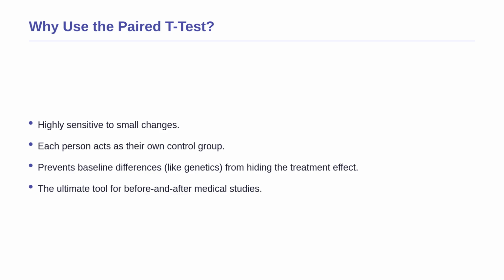You might wonder why we need a separate test for this. The paired t-test is incredibly powerful because it is highly sensitive to small changes. In medical research, people naturally have vastly different baseline health metrics. If we used an unpaired test, natural differences like genetics or starting weight might completely hide the actual effect of the treatment. By pairing the data, each person acts as their own control group.